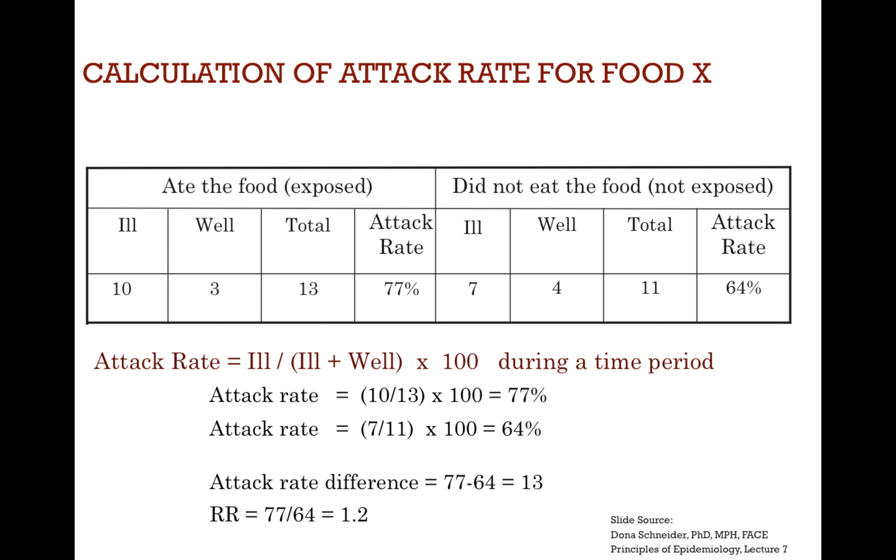Or what you can do is get your attack rate ratio. So you look at the attack rate amongst people who are exposed divided by the attack rate of people who are not exposed. So in this case, that would be 77 divided by 64, or 1.2. If there is no difference, you expect that number to be 1 or very, very close to 1. In this case, it's 1.2. And so you could say that there is a 1.2-fold increased risk, or you can take the 0.2 and say there's a 20% increased risk of having the disease if you ate that particular food.